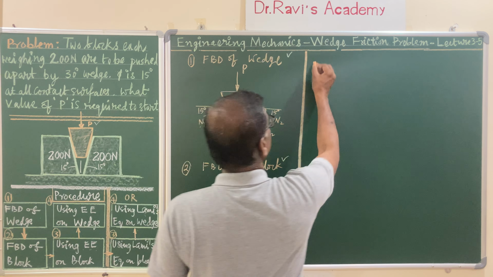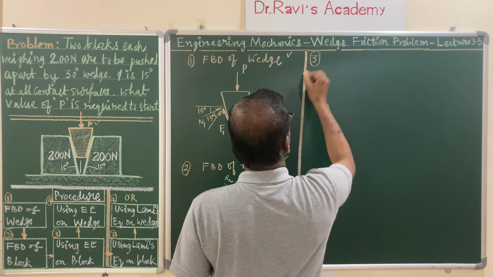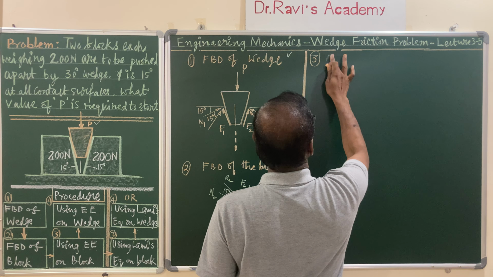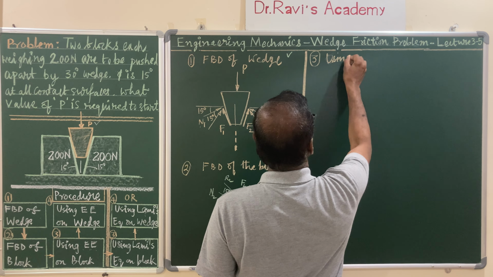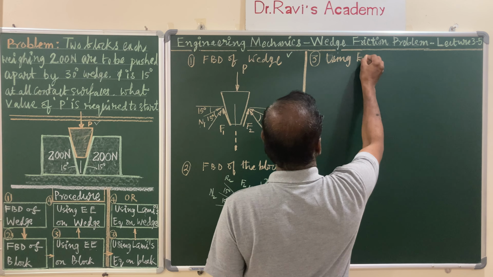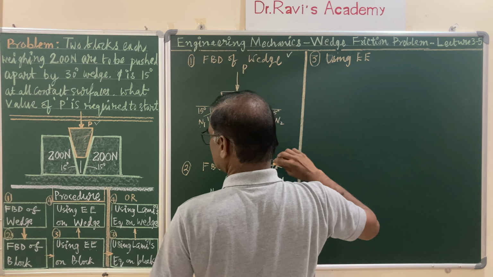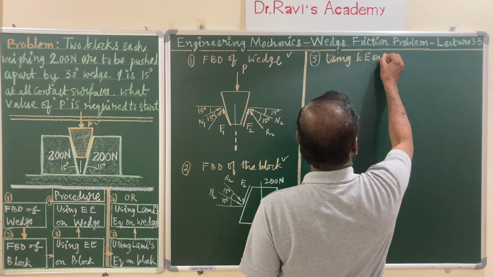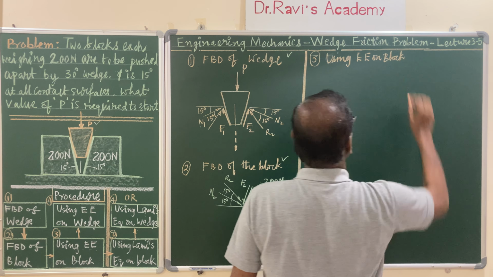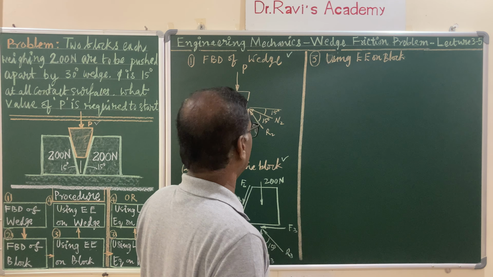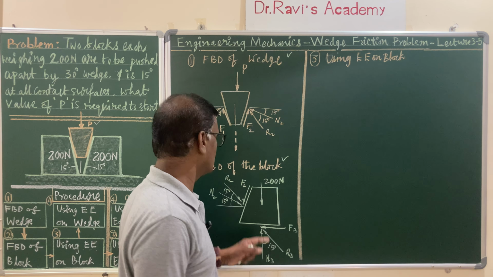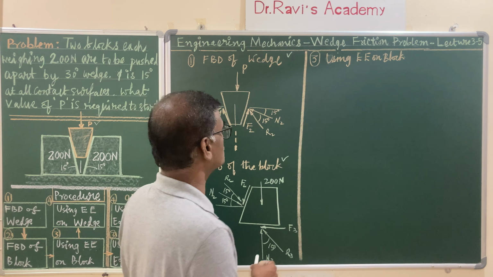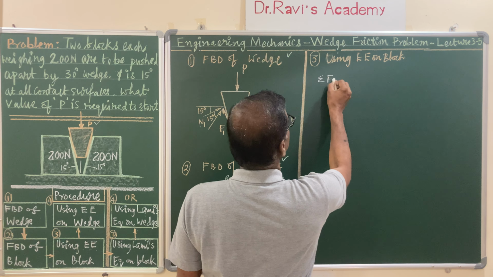So the third step is analysis using the equations of equilibrium on the block. You are applying them on the block, right? Let us write down sigma Fx and sigma Fy. First you write down sigma Fx is equal to 0.